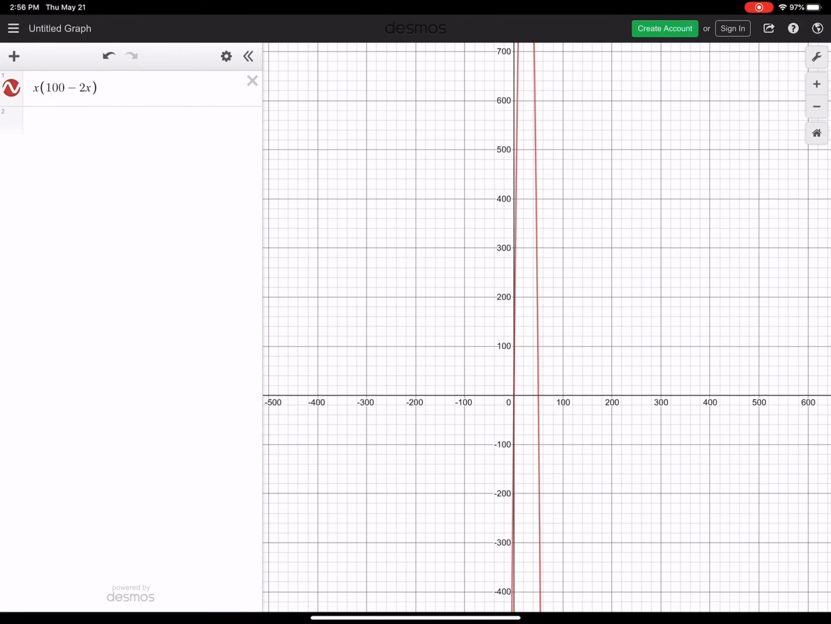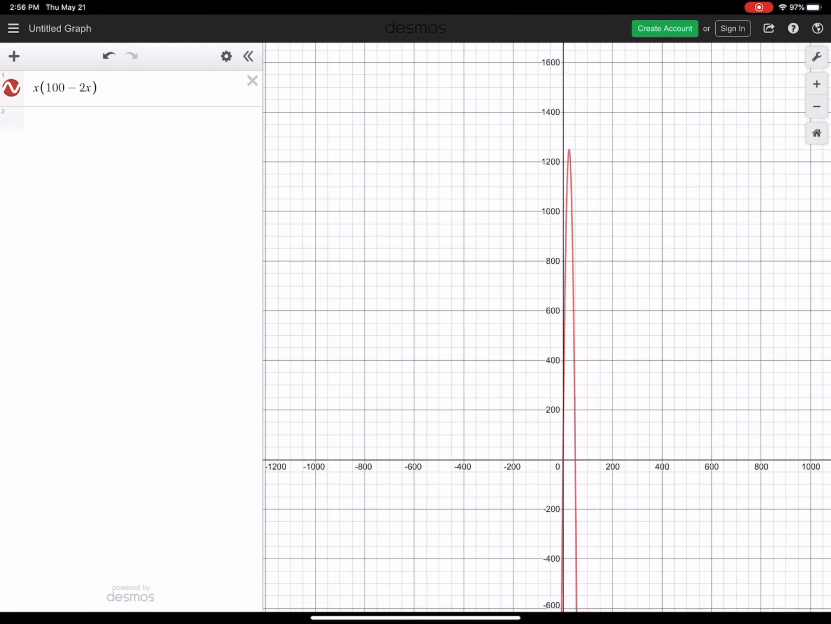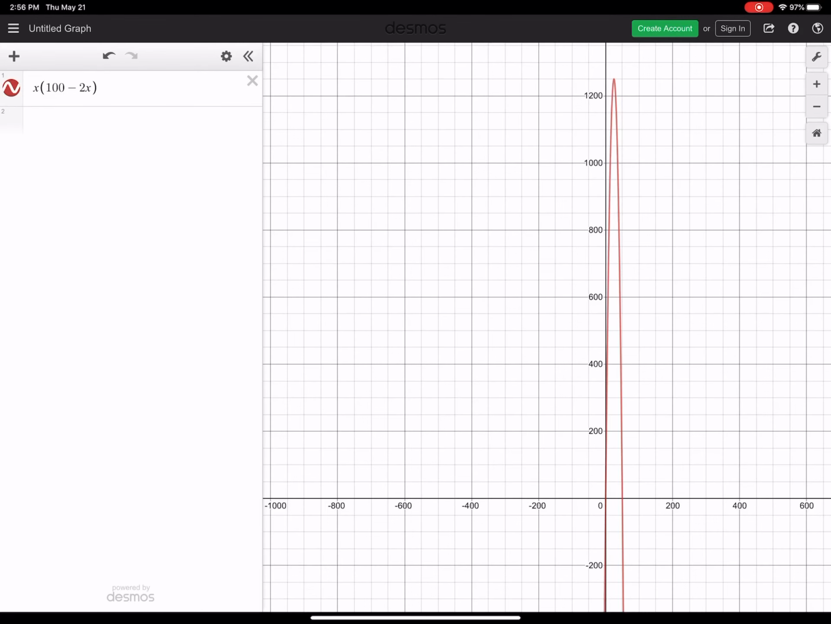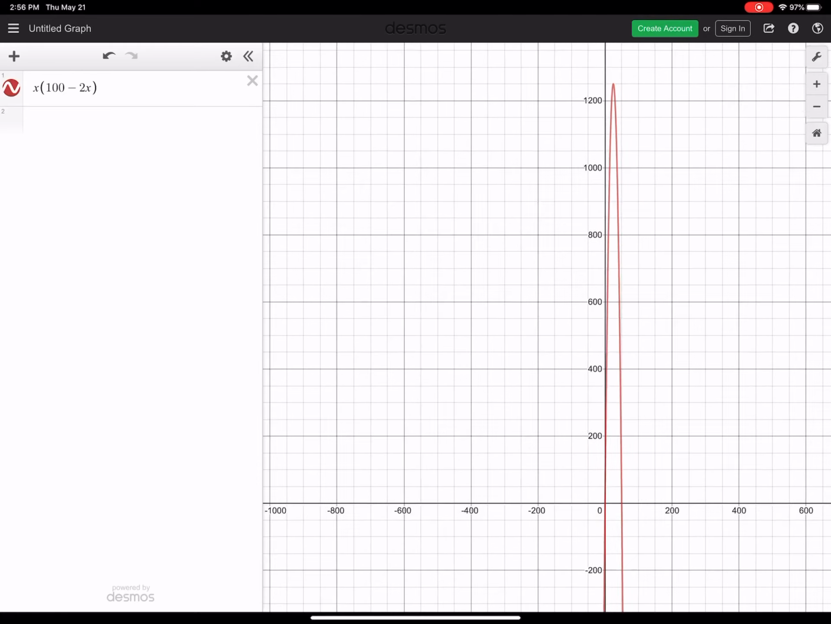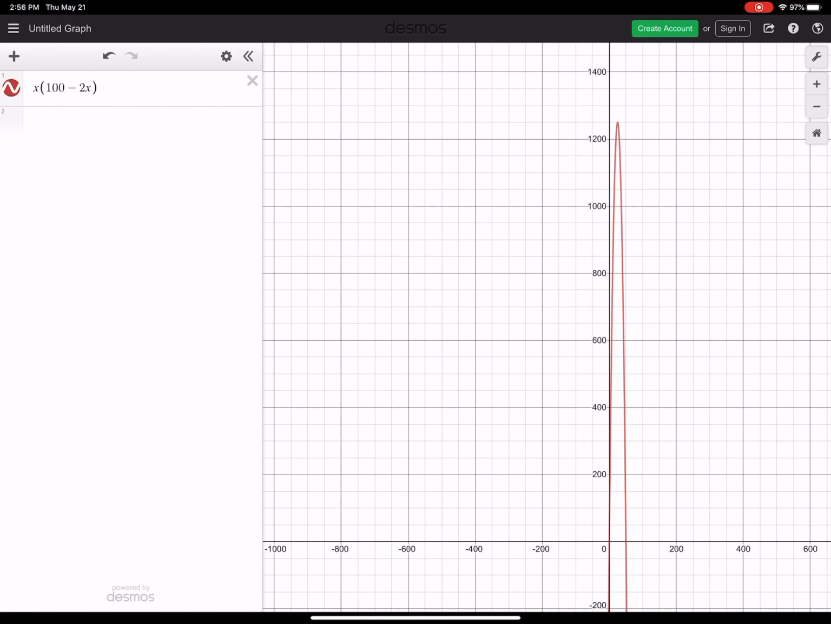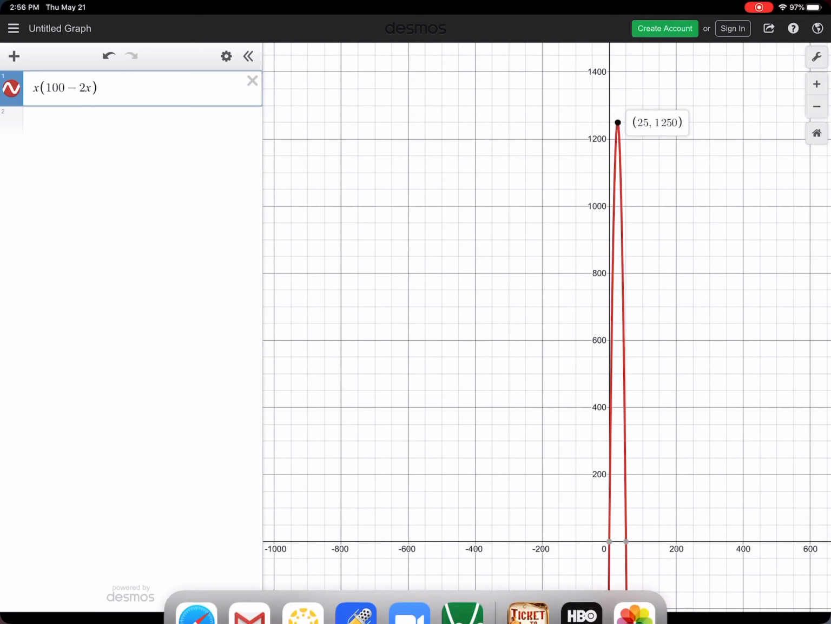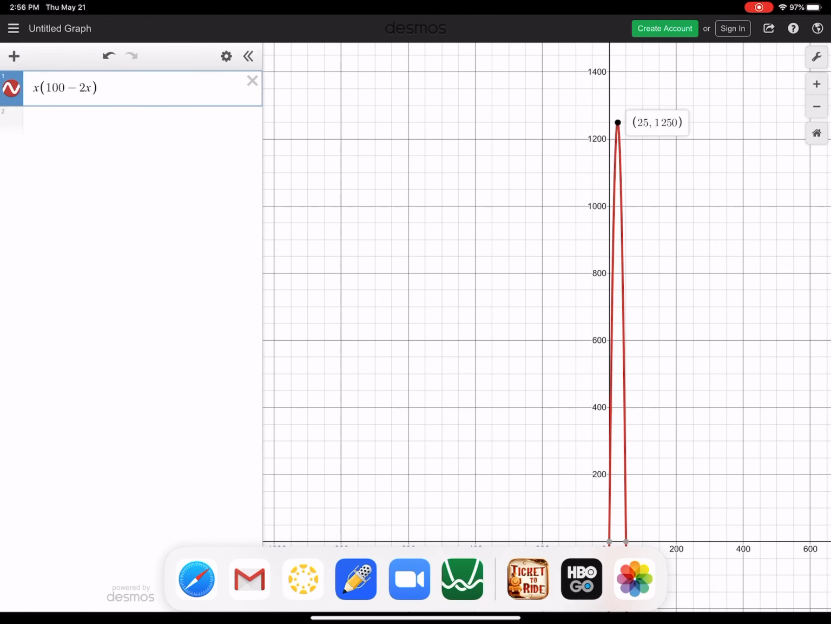It's really, really big because, as we found out, the maximum area here is at this point, let's see if we can pull it up, 1,250, meaning that a width of 25 creates an area of 1,250, which is pretty cool that we figured out what kind of area we needed in order to solve for that farmer to create his barn.